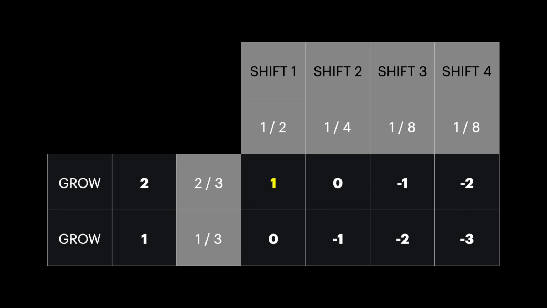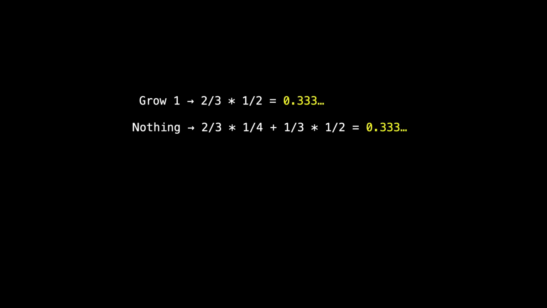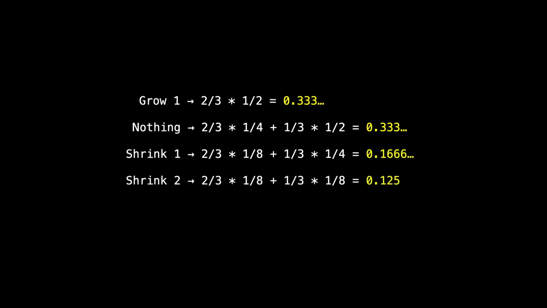Note that there is only one crossing point in this table that shows the sequence will actually grow after a full cycle. All the others show the sequence will remain the same size, or shrink. Doing the math, we get this. After a full cycle, the sequence will grow 1 bit 1/3 of the times. It will stay the same size 1/3 of the times. And it will shrink 1/3 of the times.